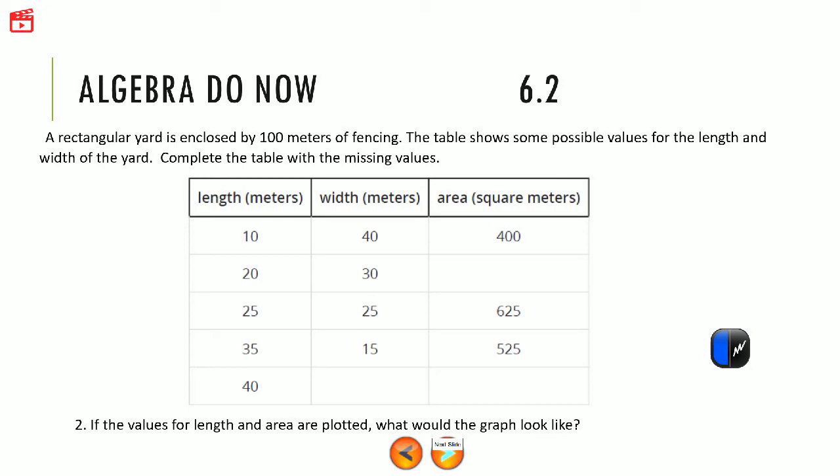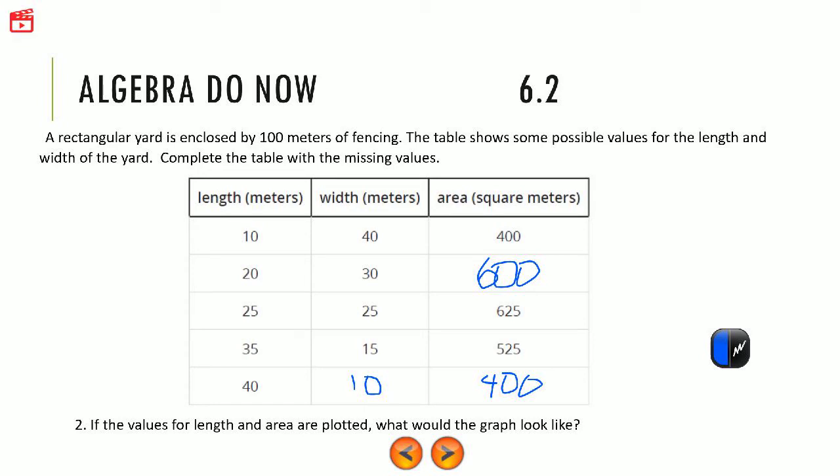Now, the first one is pretty simple because it's just the area. So if the length is 20 and the width is 30, the area would be 600. And then, of course, if the rectangular yard is enclosed by 100 meters of fencing, if the length is 40, then the width has to be 10. And that gives us another area of 400.